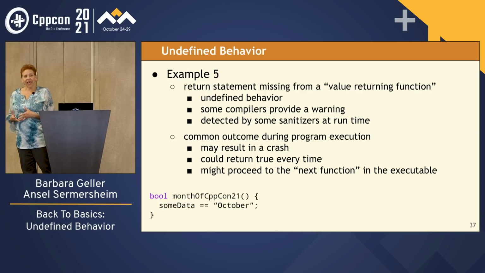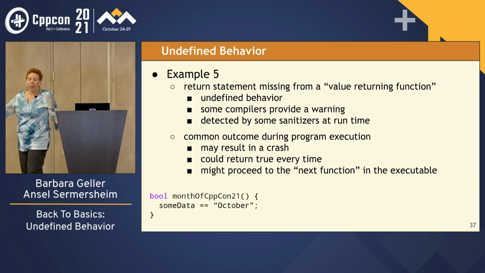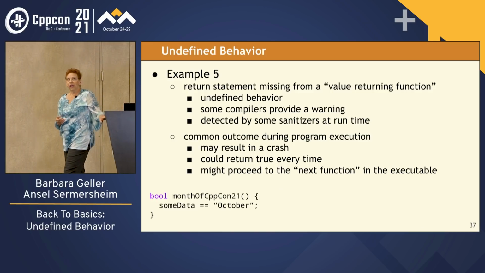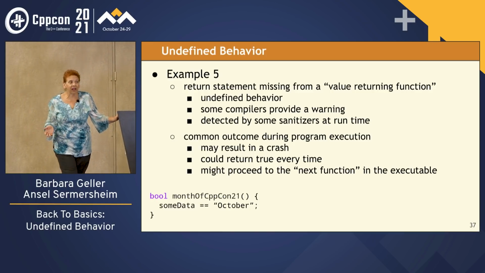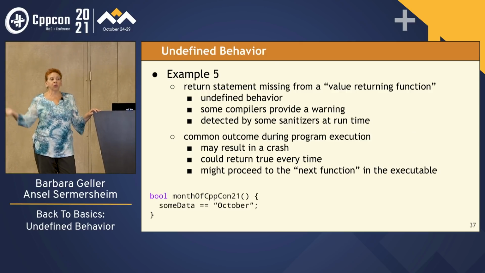It actually isn't that easy when you're reading your code. This is a value returning function. We've said we're going to return a bool. There's no return line. This can be caught by UBSAN, but when we did it, we weren't running UBSAN on the code. And this can do anything. It can crash. It could just return true.